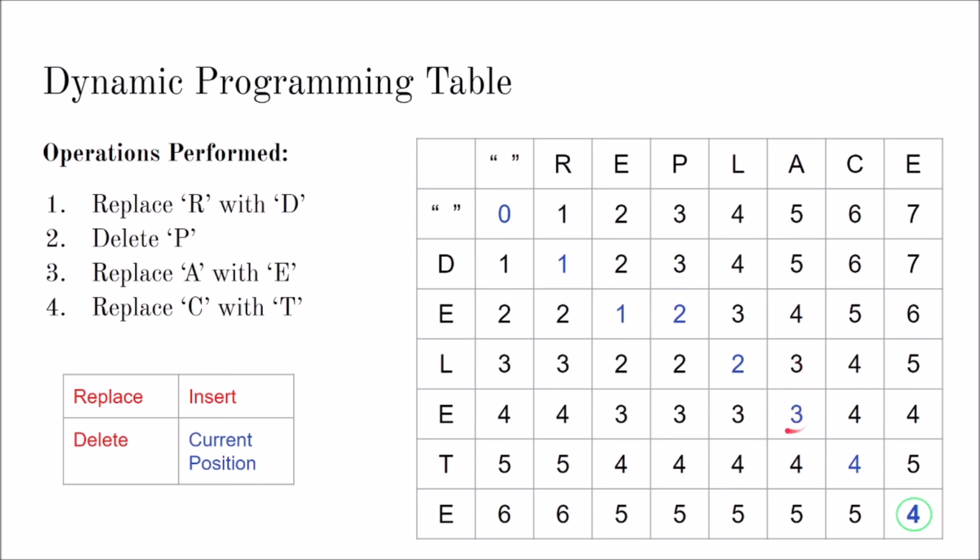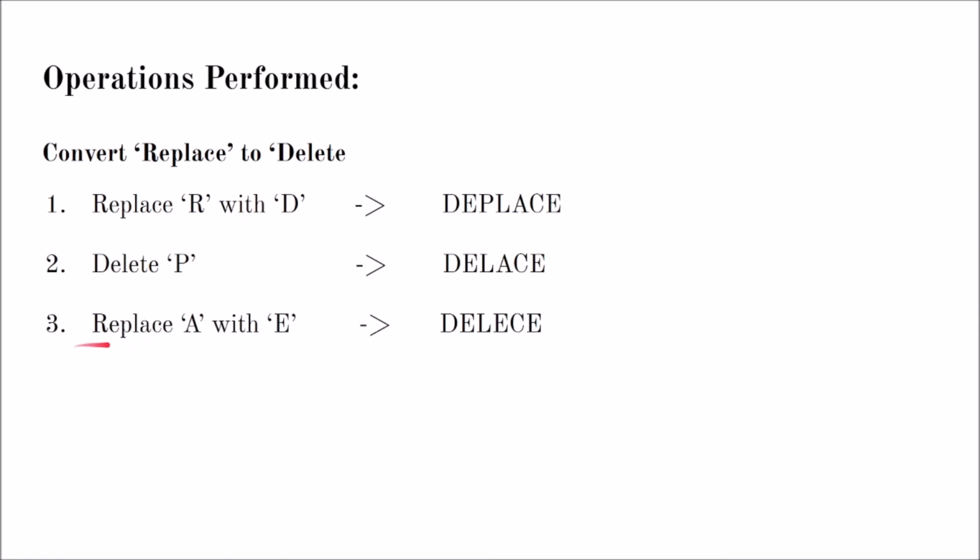And the next operation was performed in this cell, where we replaced the character A with E. And the last operation was performed in this cell. So as you can see, we performed the replace operation, so we replaced C with D. So if you wanted to see the simulation, this is what happens. First we replace R with D, then we delete P, and next we replace A with E, and finally we replace C with D, and this is the target string that we are looking for, which is delete.